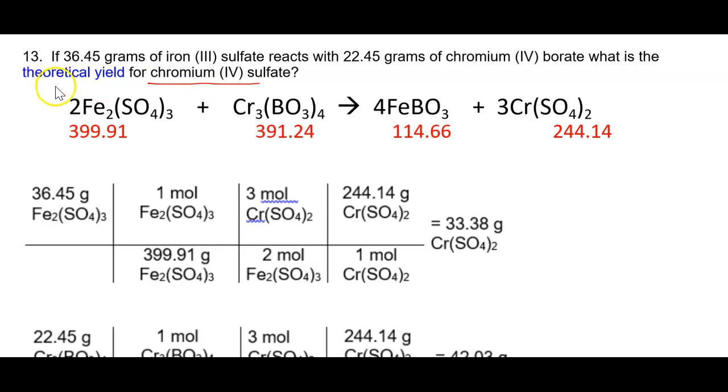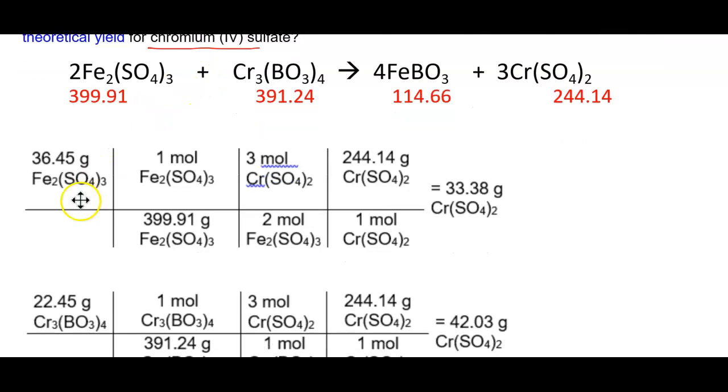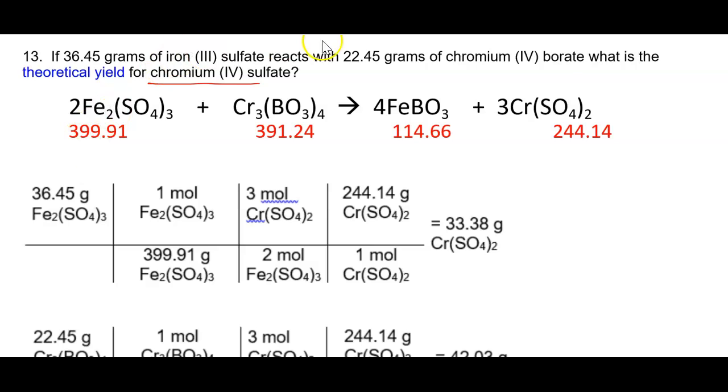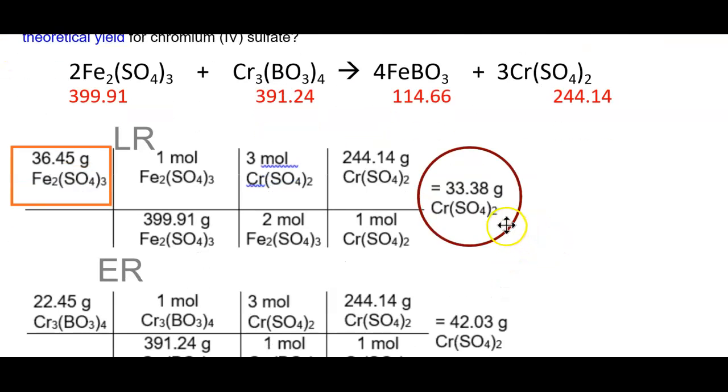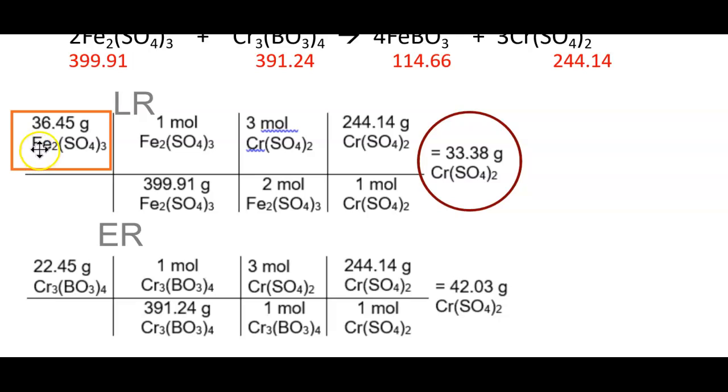So again, theoretical yield, how much would I get starting with the limiting reactant of what? In this case, chromium sulfate. So I took each of my starts, two starts are up here, and I went to chromium sulfate. I'm going to find the one that produces the least amount. So this, I circled just because it's the least amount. Therefore, this means that iron sulfate is my limiting reactant. By default, then, chromium borate will be my excess reactant.